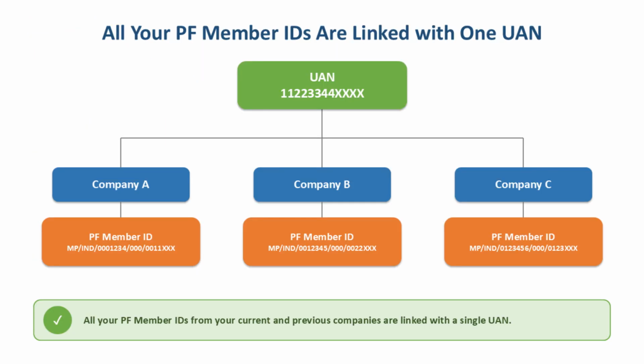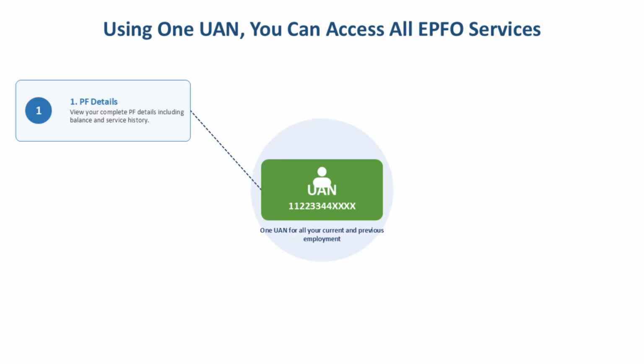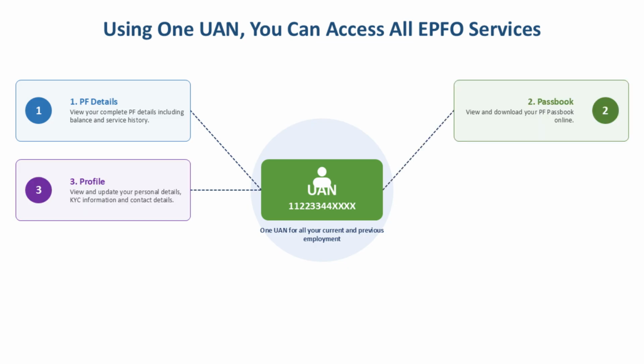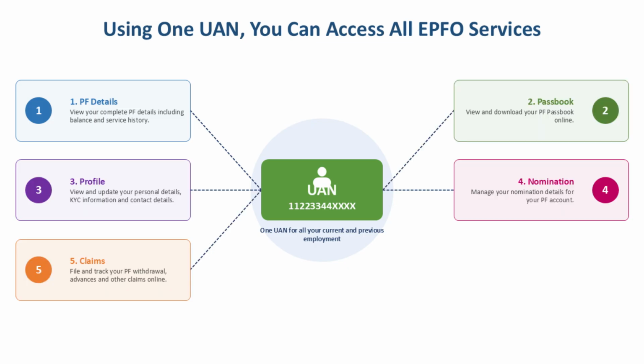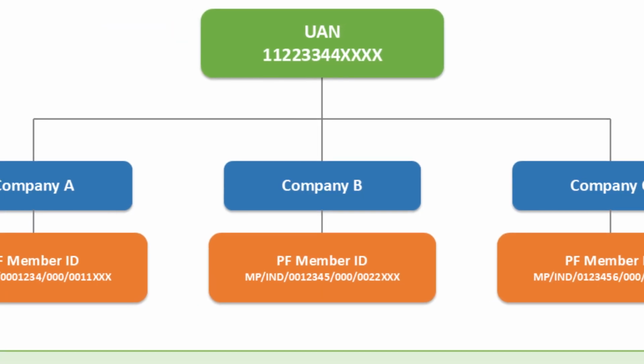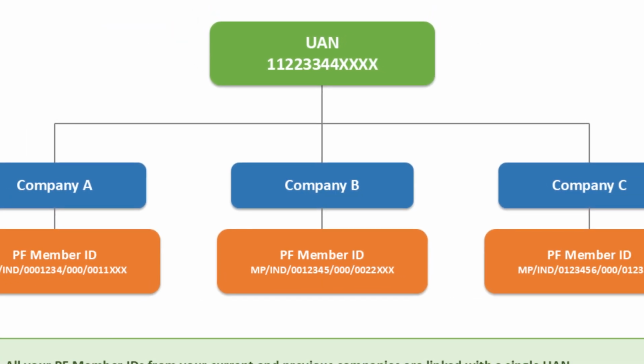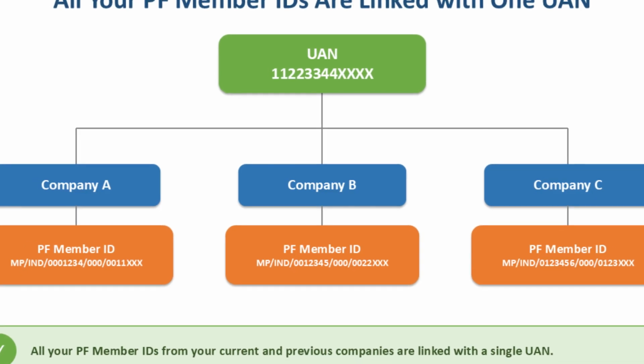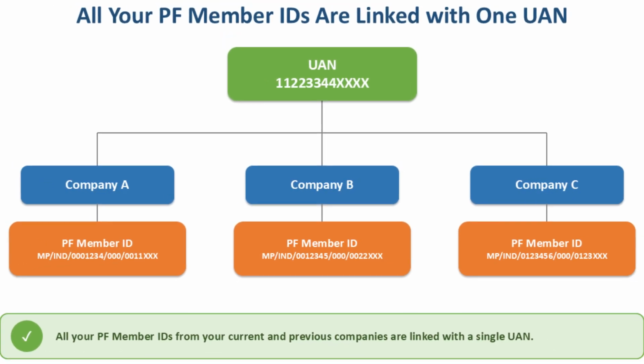Using this single UAN, you can access your PF details, passbook, profile, nomination, claims and other EPFO online services for both your current and previous employment. So what you have understood here: UAN will remain the same throughout your career, but the PF member ID will keep on changing as you join a new company. So let's start the process to retrieve your UAN.